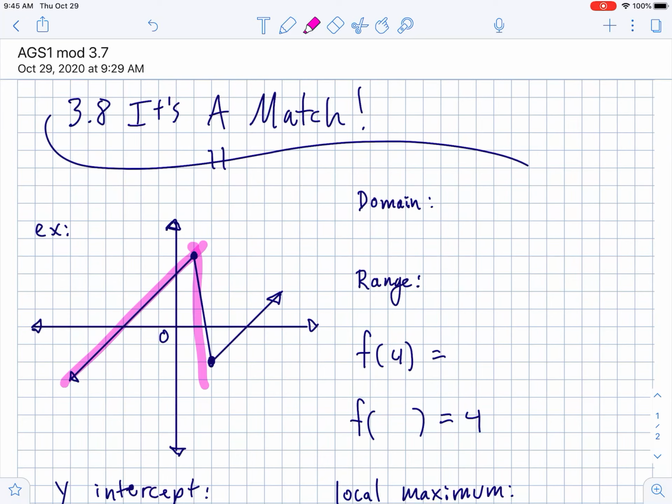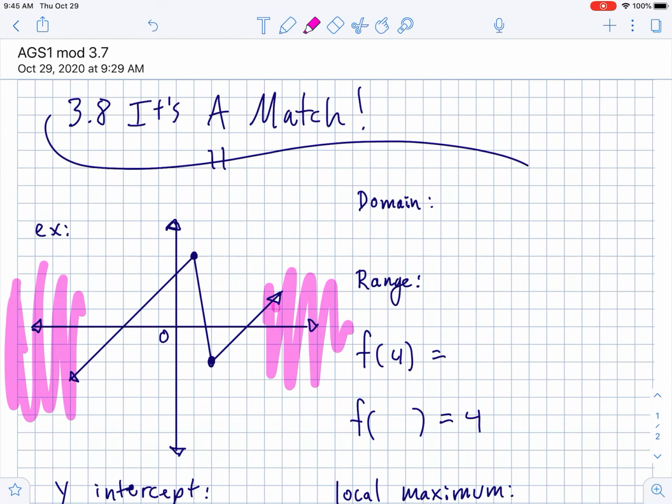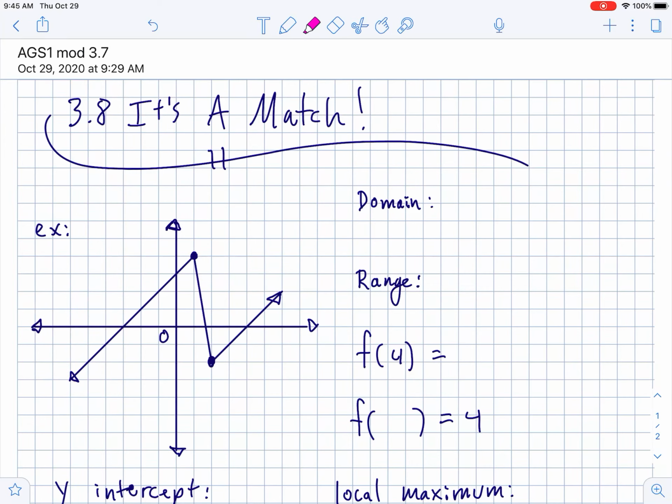So the first problem they give you is this graph here that's like this little zigzaggy thing, and then they ask you about domain, range, and certain inputs and outputs. So the domain, you see how these arrows go forever that way and forever this way? That means that this graph is going to keep expanding forever this way and forever this way in terms of the x's. So the domain is going to be all real numbers.